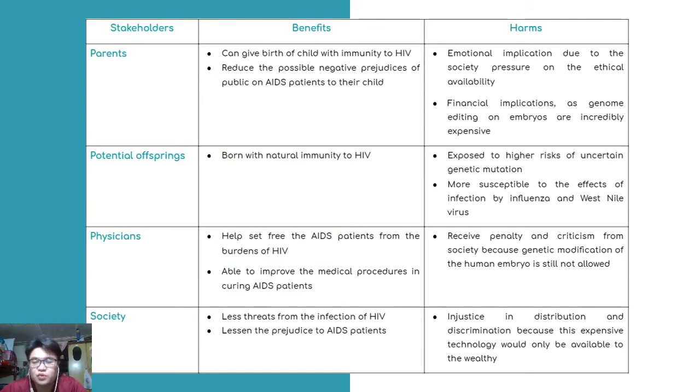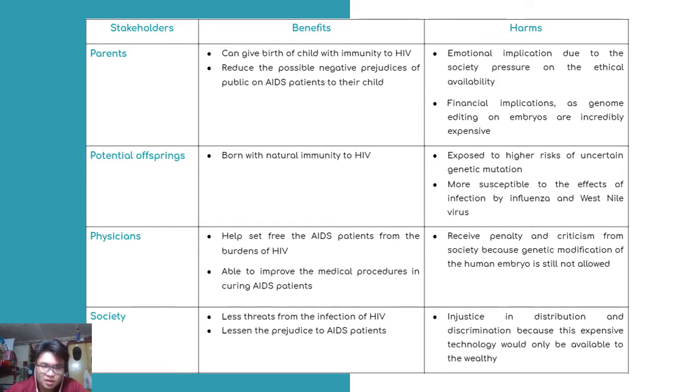This is the benefits to harms ratio table. The first stakeholder is the parents. They can give birth to a child with immunity to HIV and reduce the possible negative prejudice of the public on the child. However, they might also face emotional implications due to societal pressure on the ethics, and financial implications, as genome editing on embryos is incredibly expensive. Potential offspring can be born with natural immunity to HIV.